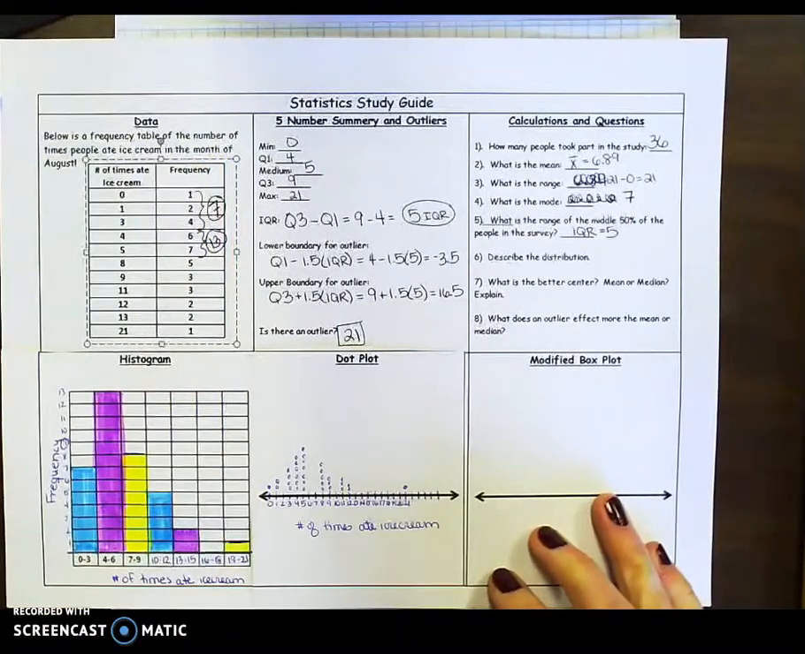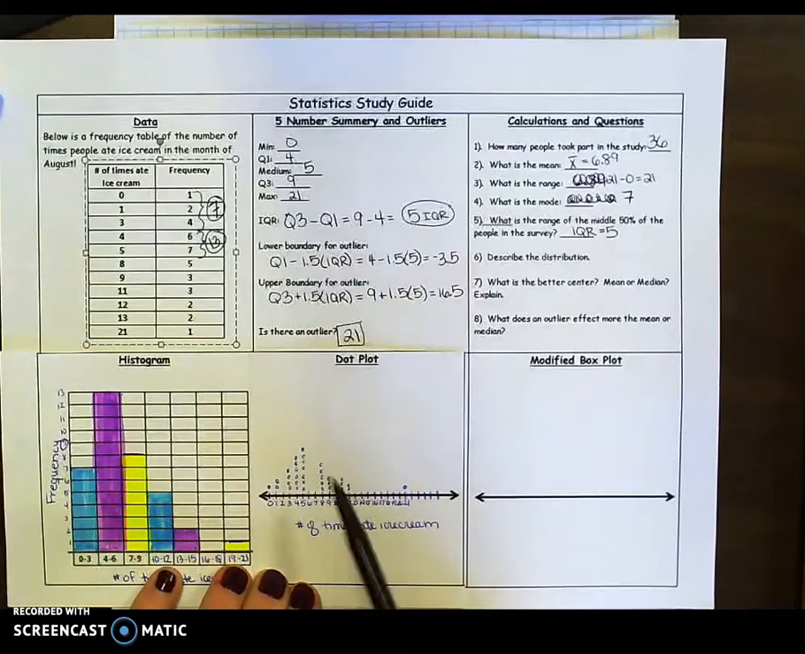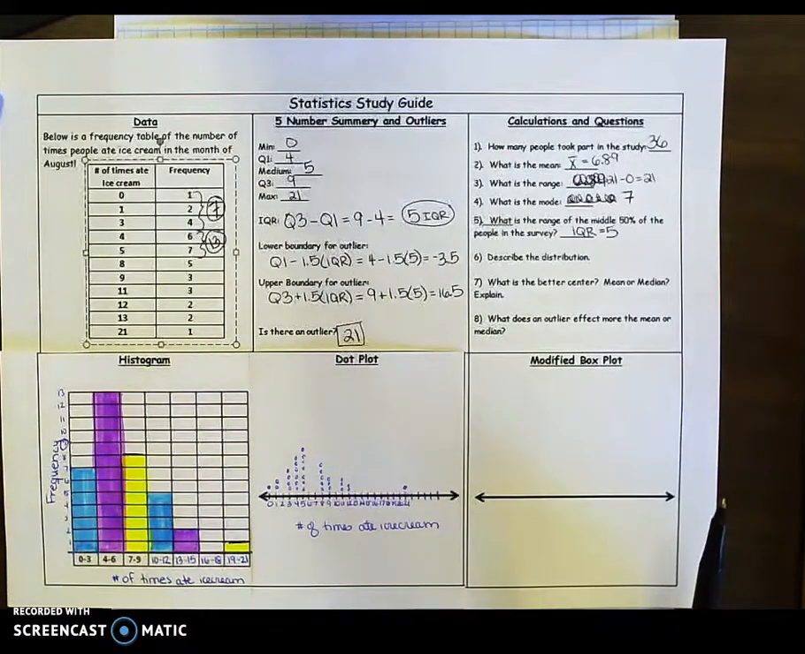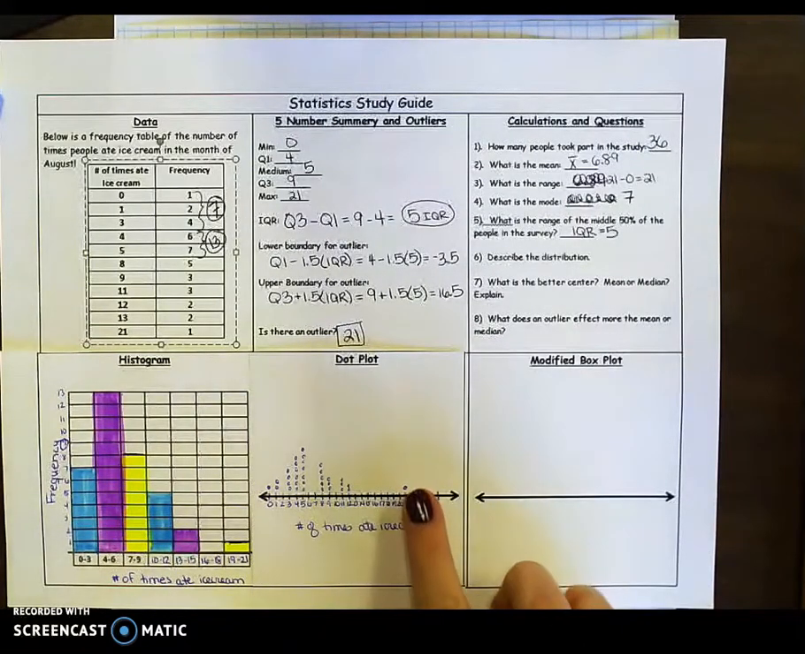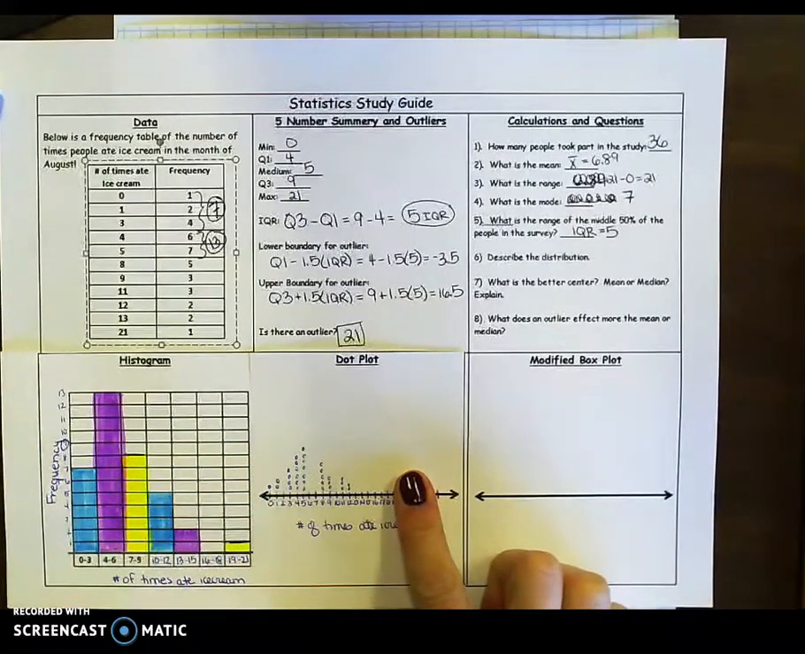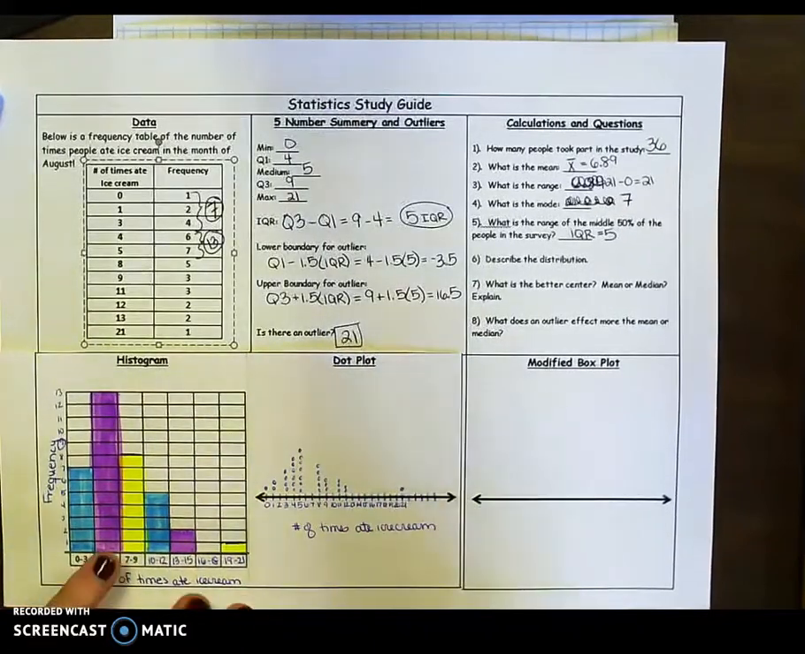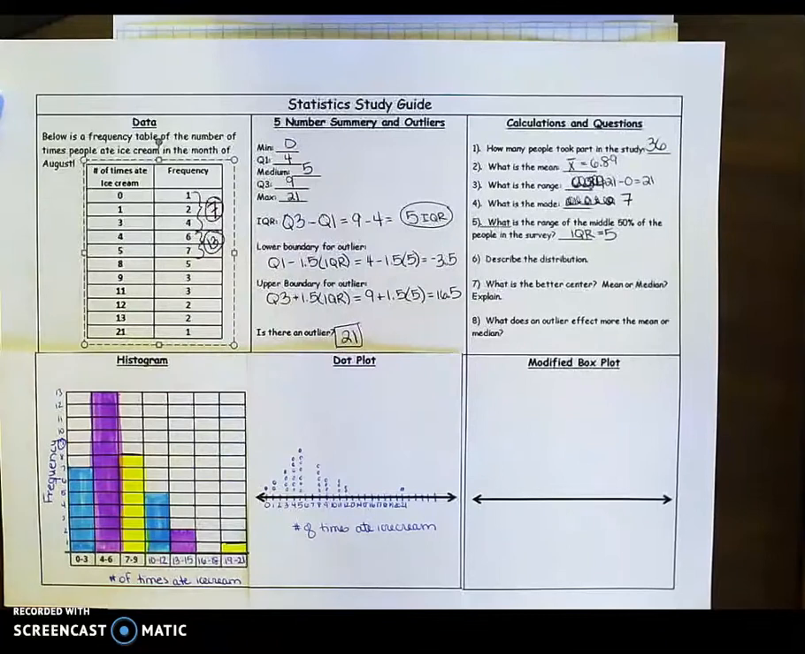Now we have to describe the distribution. So let's describe this distribution. So if we take a look here, what is the distribution of this data? Well, we already determined that 21 is an outlier, so let's not use the outlier. Now take a look. What's the distribution? All right, does it appear to be somewhat symmetrical? Or does it appear to be skewed still? Well, I guess I could probably argue that both ways.